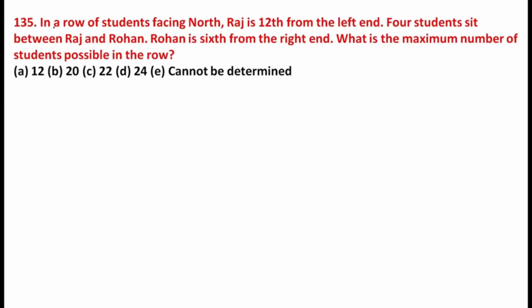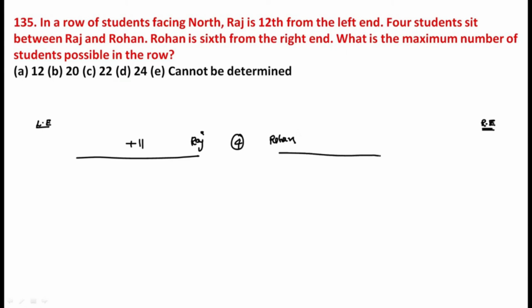Next one, in a row of students facing north, Raj is 12th from the left end. There is a person at the left end and a right end. How can we confirm this? Because all the persons are facing north. There is a person, Raj. He is 12th from the left end, which means there are 11 persons on his left side. And four students sit between Raj and Rohan. Now Rohan is sixth from the right side, so Rohan is sixth from the right side means on his right side there are 5 members.